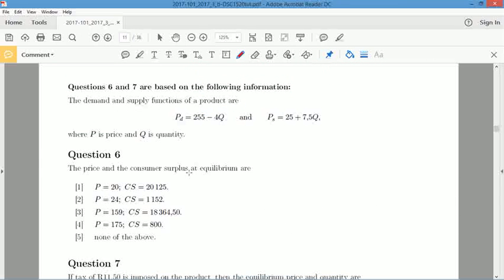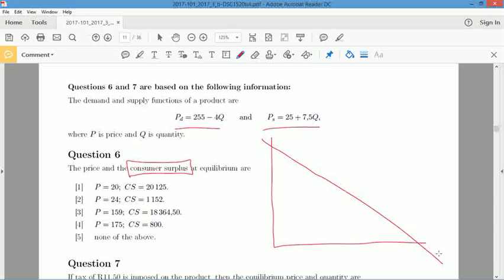Questions 6 and 7. We're basing everything on those two functions, supply and demand. There's the demand, there's the supply. What do they want to know? They want to know what the consumer surplus is. Think about this: consumers demand goods and services. So with the consumer surplus question, you're actually looking at the demand function. The demand function is going to be sloping in that direction.